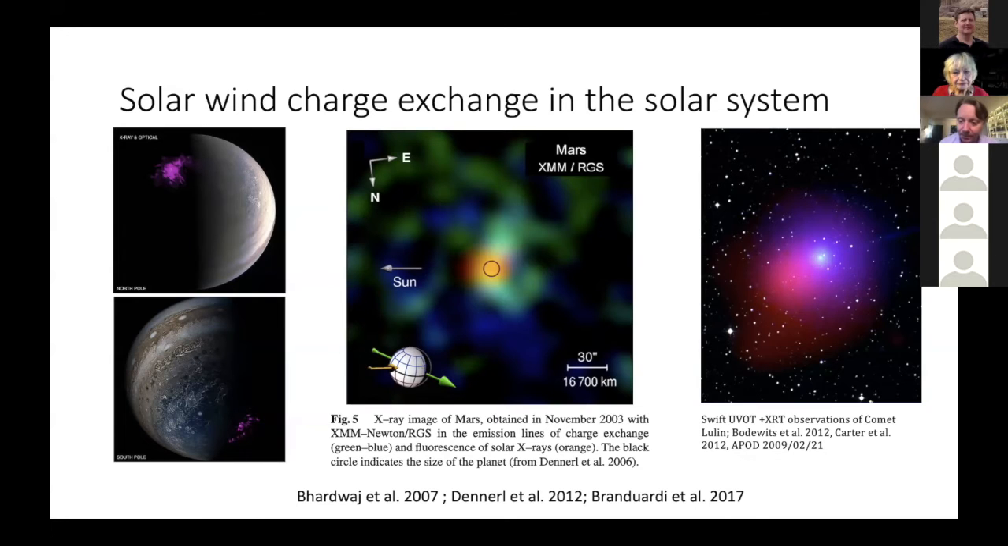On the right, you have an image from Swift, where in blue you see a cloud of molecular gas, OH in this case, and in red you see X-rays, and the X-rays are offset towards the sun because the cometary atmosphere is collisionally thick. So you have charge exchange in front of the comet, but not behind it. I've given references to 3 review papers at the bottom here, Anil Bhardwaj, Konrad Dennerl, and Branduardi-Raymont et al., which are great resources about X-ray in the solar system.